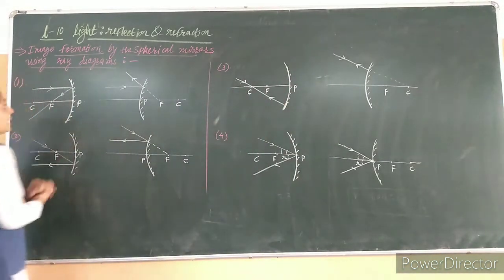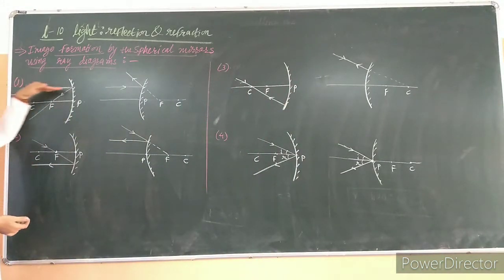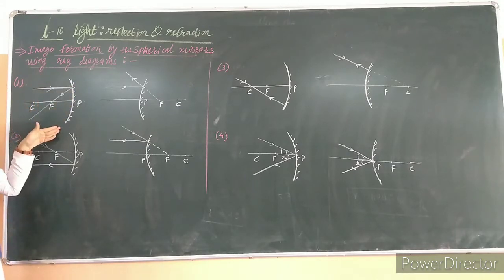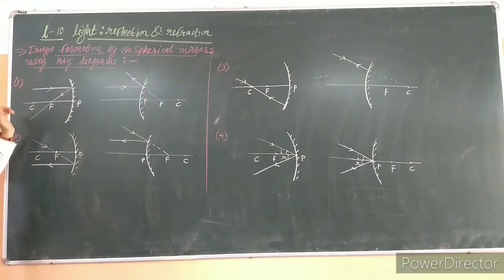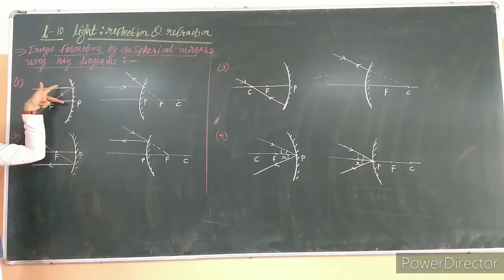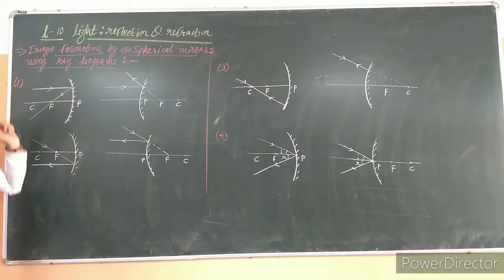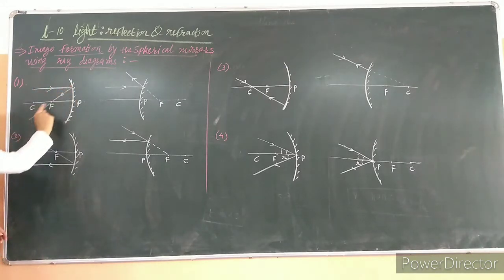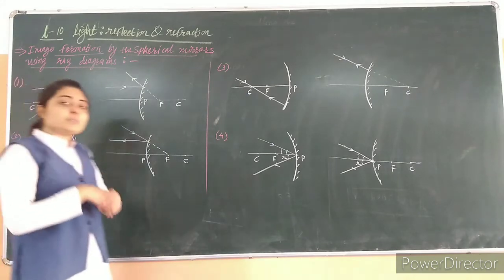First one. If a ray of light is parallel to the principal axis: this is a concave mirror. It has pole P, focal point F, and center of curvature C on the principal axis. Now, if any ray is parallel to the principal axis, then after reflection it always passes through focal point F. We have to remember this. Why does it pass through F?